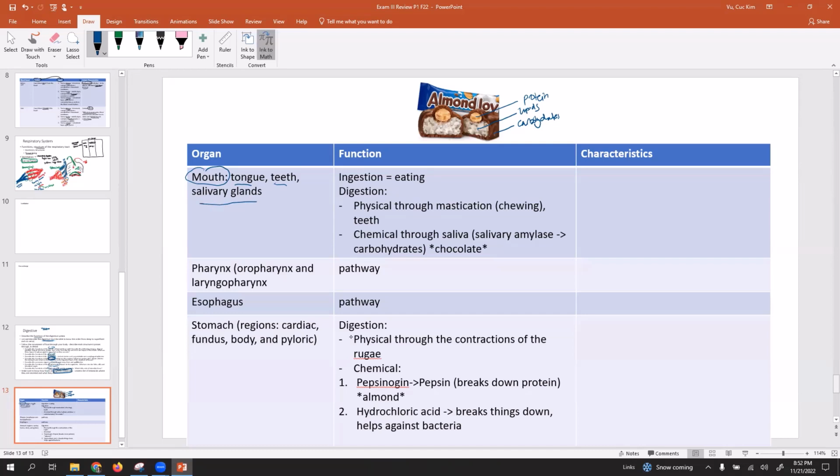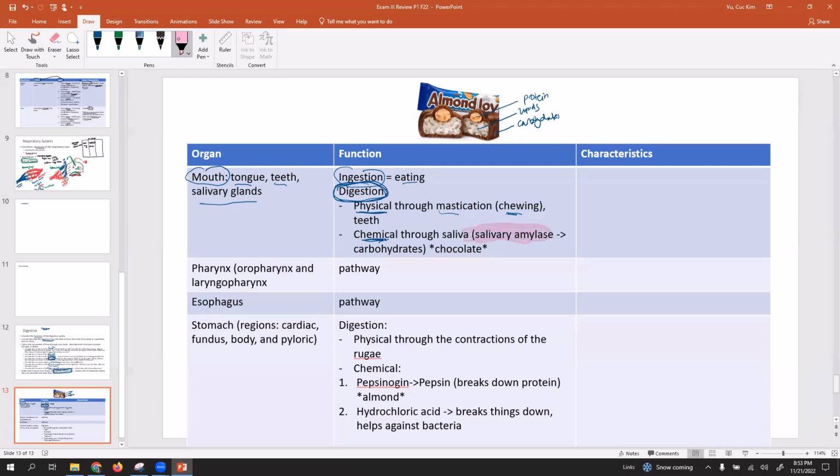So what happens in the mouth? You have functions of ingestion, that's just the eating, and then you have digestion. Now here's the thing, whenever you say digestion, you should always know what you're referring to. Are you referring to a physical digestion or a chemical digestion? In this case, the mouth allows for both physical digestion through mastication, and that's chewing, and chemical digestion, because the salivary glands right here, they produce a chemical called salivary amylase.